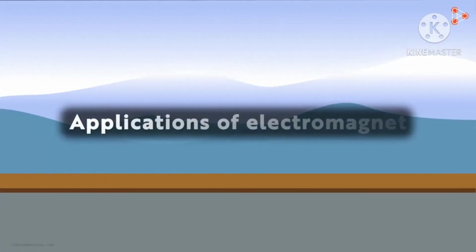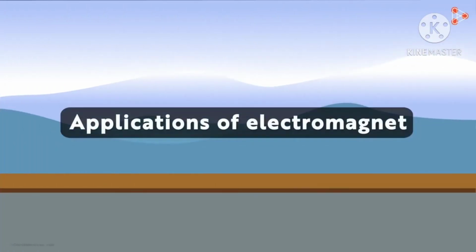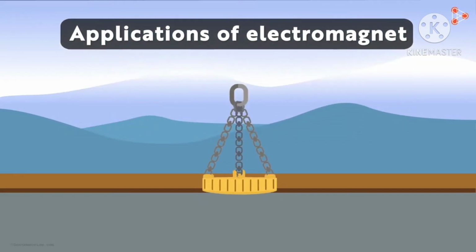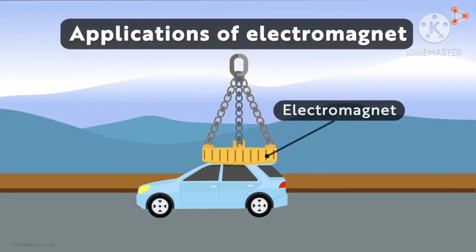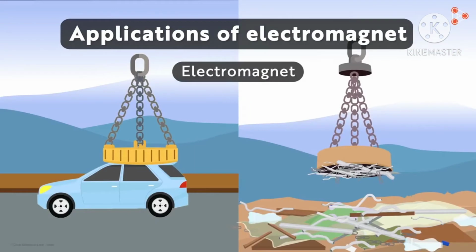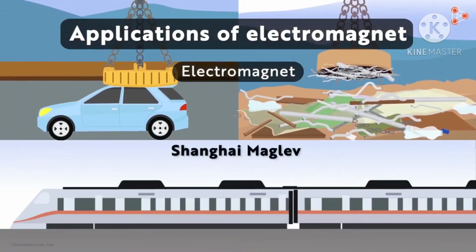We will see a few applications of electromagnets. So where do we use them? You must have seen large machines used to lift up cars. They have an electromagnet in them. This electromagnet is so strong that it can lift the whole weight of the car. Electromagnets are also used to separate metal objects from a pile of junk. Now what if I tell you that they are used in the fastest trains around the world? Yes, the Shanghai maglev train is touted as the world's fastest train and it works on the concept of electromagnetism.